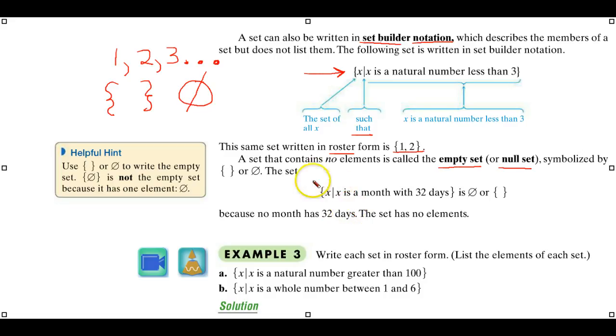Okay? Another example of an empty set, in set builder notation: x is such that x is a month with 32 days. Well, there's no month in our calendar that has 32 days. So that would be a null set or an empty set. Again, these are things you would include in your notes so that you know the vocabulary of what's going on. All right, let's look at example 3.